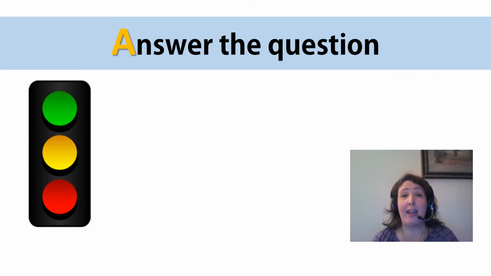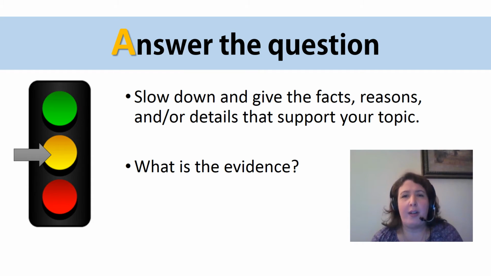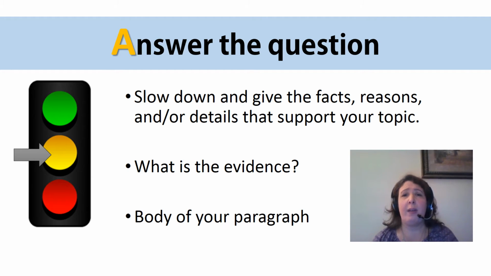Next, we're going to look at the A in RACES, answer the question. This is where we look at that yellow light. We want to slow down and give facts, reasons, and details that support the topic. Ask yourself questions like, what's the evidence? How do I know? What is the reason for this answer? This is going to make up the body of your paragraph when you answer.